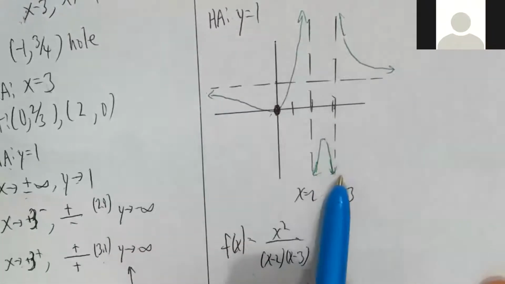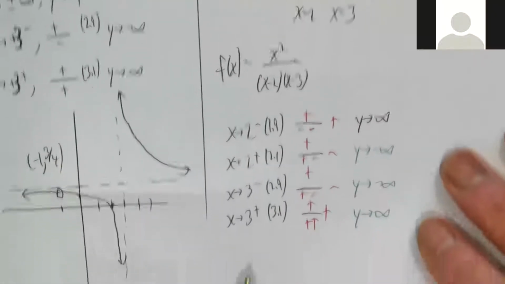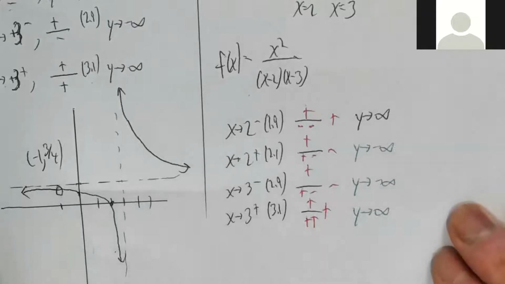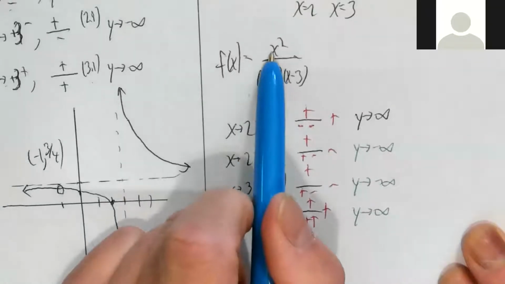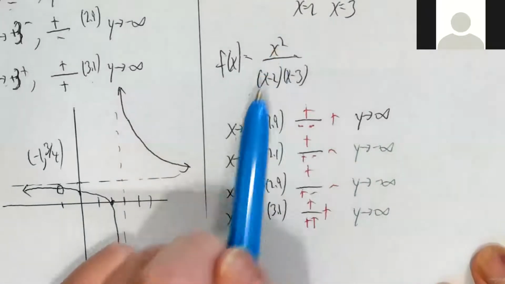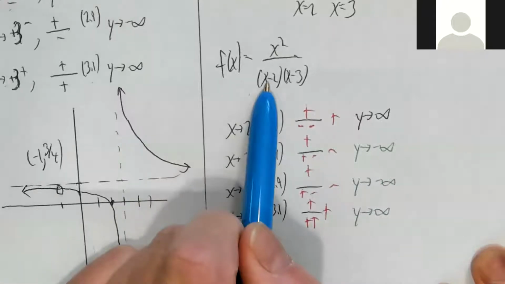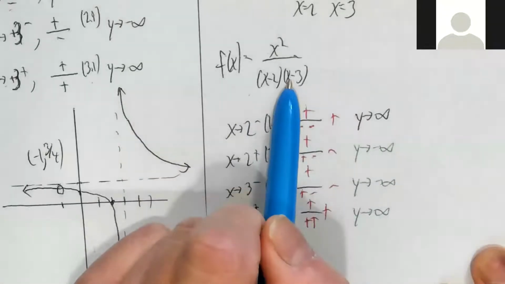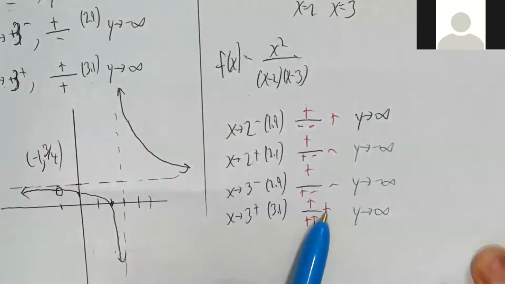Okay, then the last thing I have is a little bit to the right of 3. So 3.1, looks like I got all pluses. Let's check. I don't have to check that one, that's positive, right? Because it's squared. 3.1 minus 2 is positive. 3.1 minus 3 is positive. They're all positive, so positive.